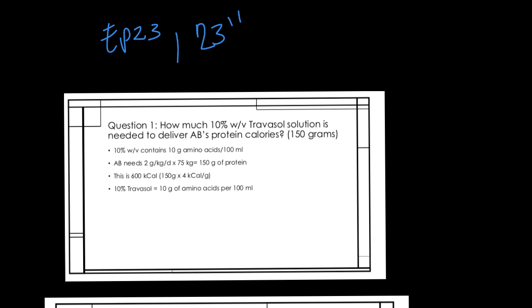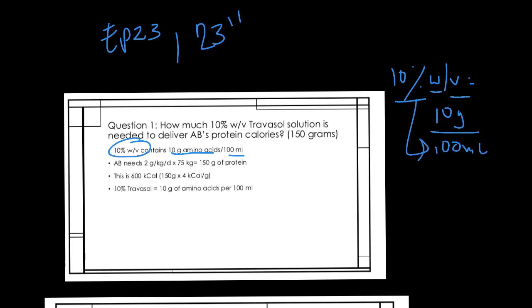How much 10% weight by volume travel solution is needed to deliver AB's protein calories? 150 grams. So, let's see. Weight by volume. So, 10% weight by volume means you have 10 grams amino acids per 100 milliliters. So 10% weight by volume means by weight you have 10 grams, by volume of 100 milliliters, percentage-wise. 10 per 100 is 10%.